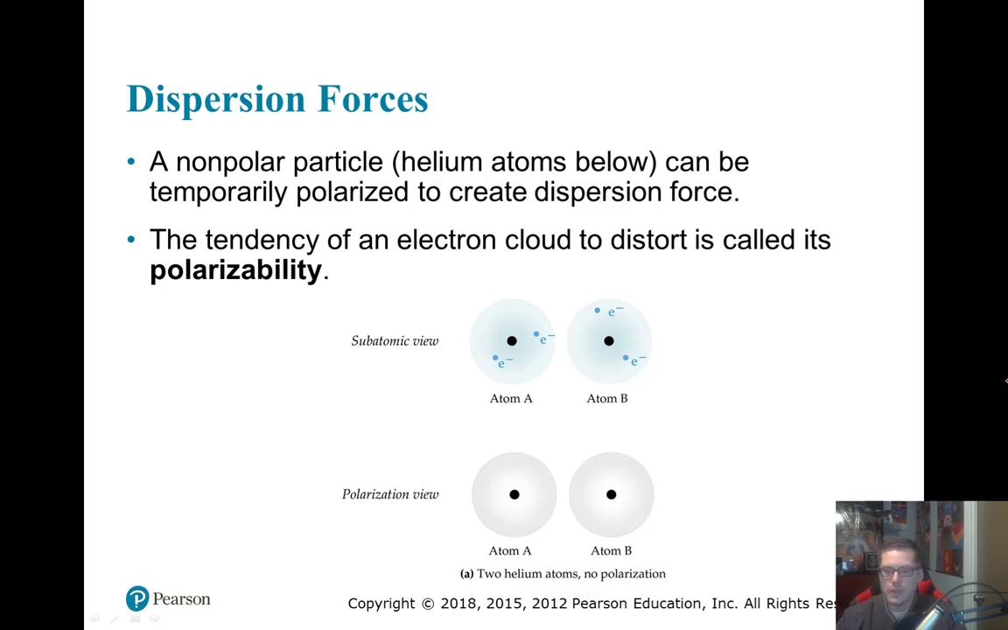All right, so what we really care about, and now this happens to everything because everything has an electron cloud, okay? But what's important is to be able to determine how much that dispersion force would happen. Different molecules have different abilities to be distorted, or their electron clouds have different abilities to be distorted, and we call that polarizability. So essentially, it's just how easy is it to make it polarized, to have a positive end and a negative end. How easy is it to induce that dipole is essentially what we're looking at.